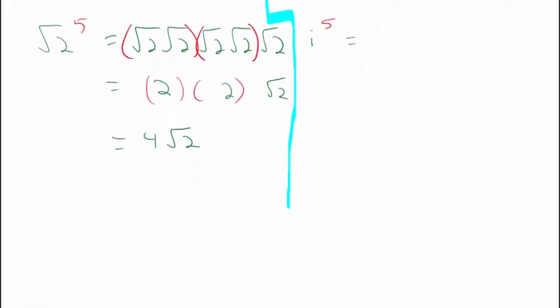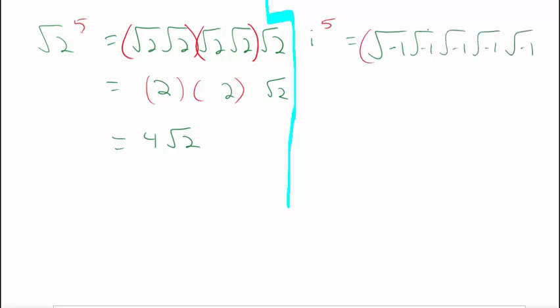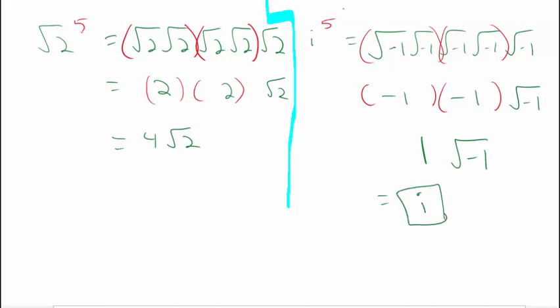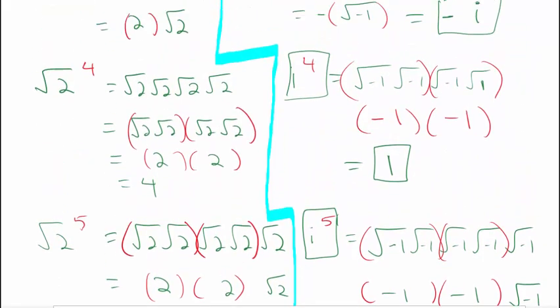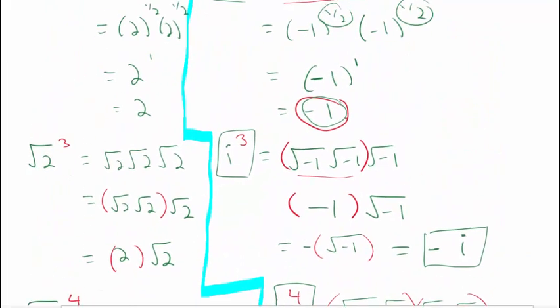And finally, i to the fifth is just square root of negative 1 times itself five times. We can break that up, and know that each pair equals negative 1. Then we have one left over. So negative 1 times negative 1 is just 1, times square root of negative 1. And what's square root of negative 1? It's i, right? So i to the fifth equals i. And then we can continue and keep going down to i to the sixth, i to the seventh, and so on. But I think you get the idea.